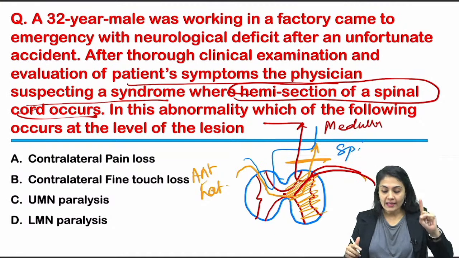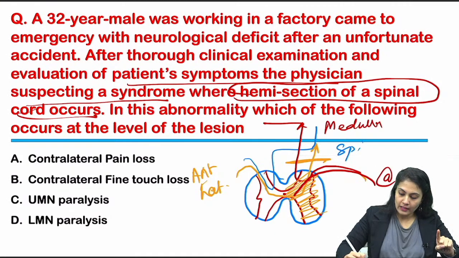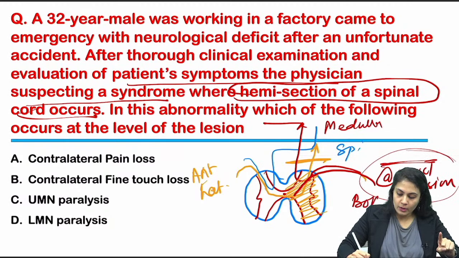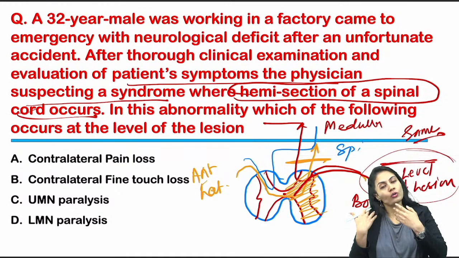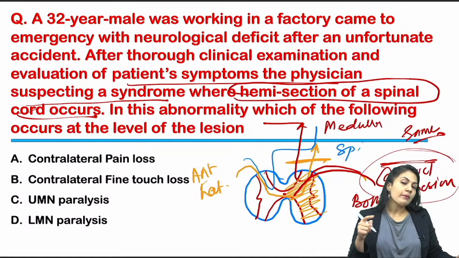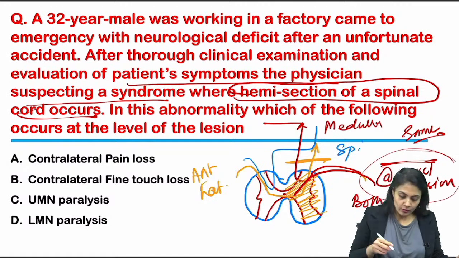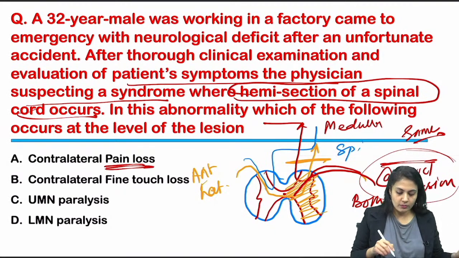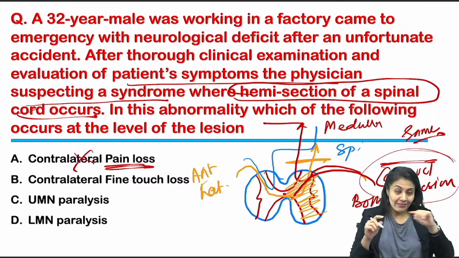At that level, what is going to happen? At the level of lesion, both the tracts will be gone on the same side. Lesion will be on the same side. That means anterolateral also, dorsal also, right? So the pain and temperature is carried by the anterolateral, right? And the crude touch by the anterior, especially. So the contralateral will not be there at the same site.